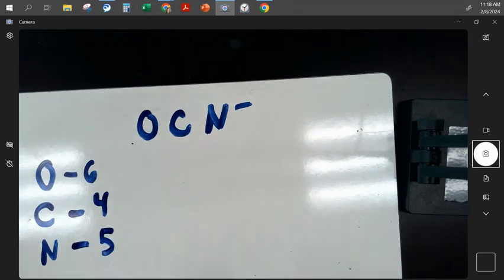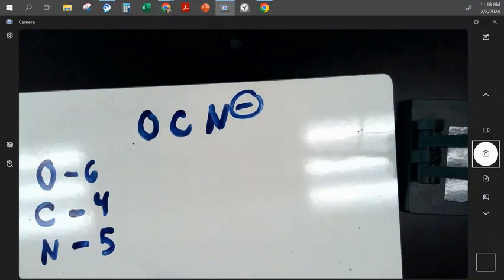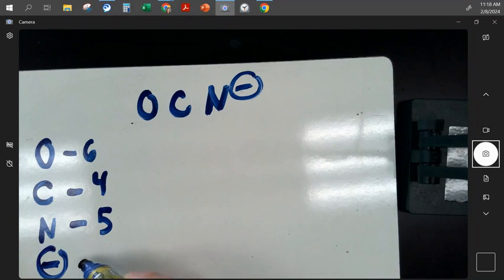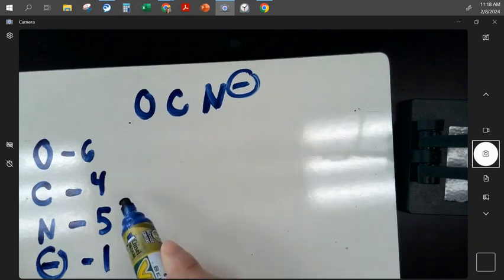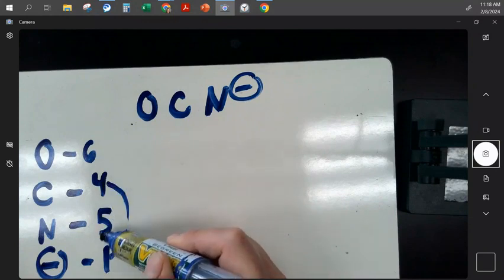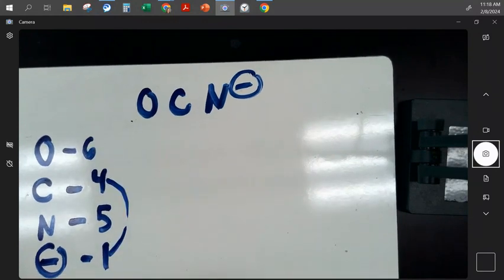So this minus, do you remember what this minus does? Good, we get 1 more electron. So the minus sign gives us 1 more. Then we're going to add this up. So 4 plus 1 is 5, plus 5 is 10, plus 6 is 16.